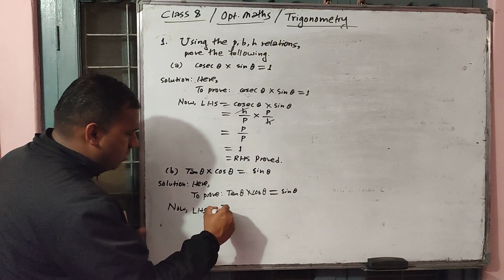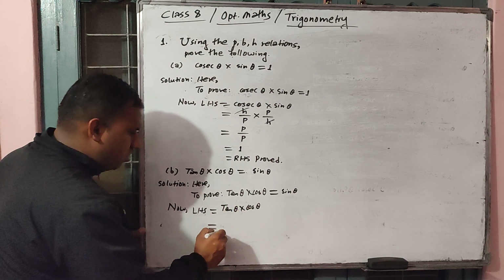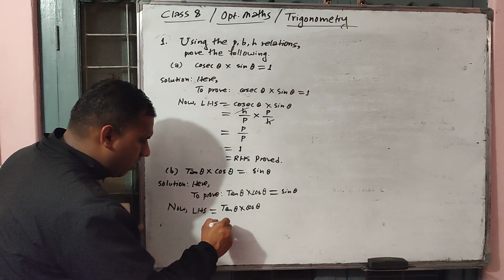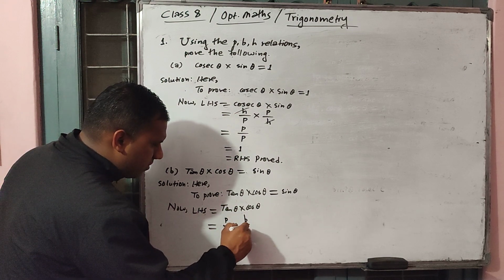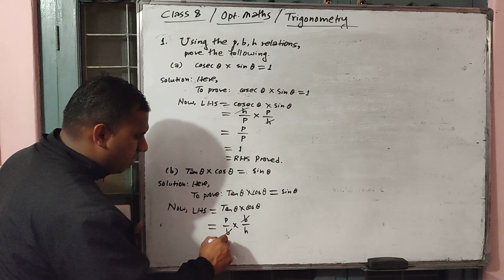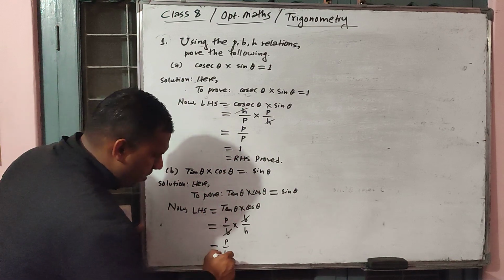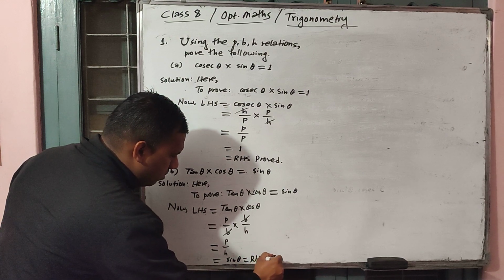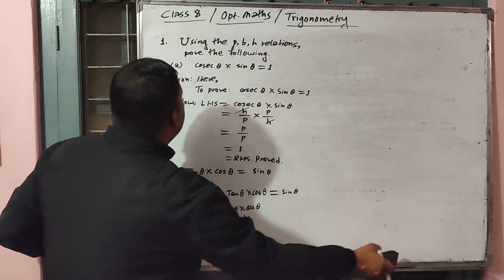Now LHS is equal to tan theta multiply with cos theta. Now we have to use PBS form, basic trigonometry ratio. So tan theta is P by B, multiply cos theta, B by S. So this B and B cancel each other. So the remaining part is P by S. This is the trigonometry ratio of sin theta. That is RHS. So proved. Now, next question.